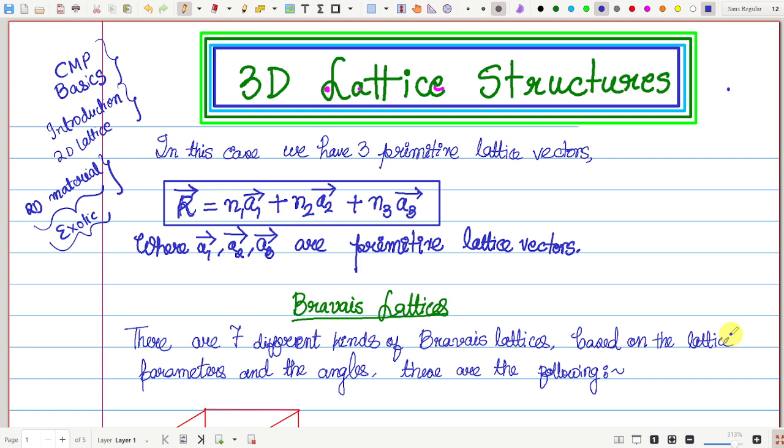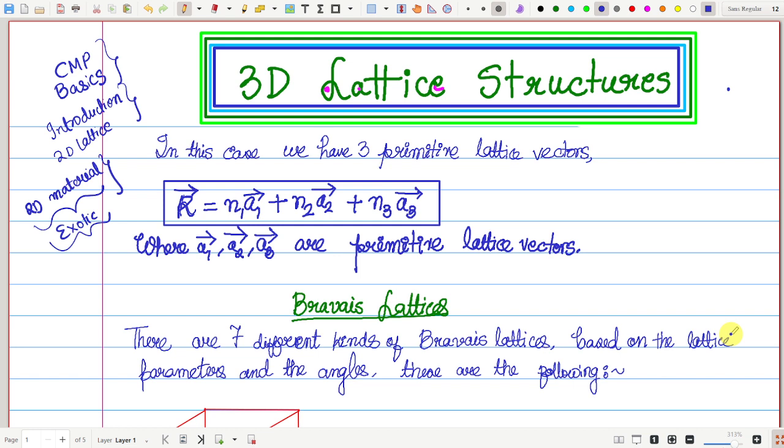Now it is time for us to explore what the 3D lattices are, how they are, and what the structures are. Are there any special lattices? Can we work with them? Do they have special properties? There are a lot of questions to ask. So let us get started.